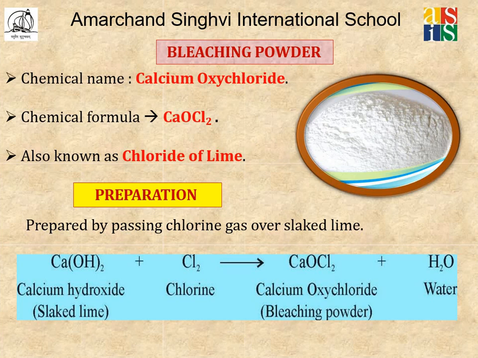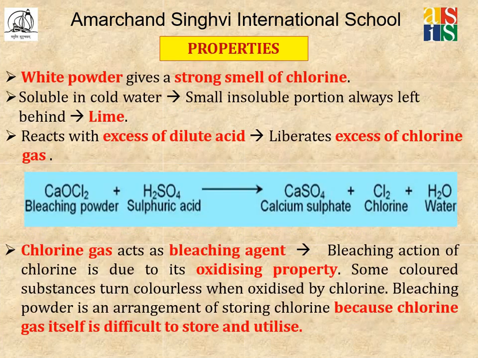Let's now talk about the other chemical, that is bleaching powder. Its chemical name is calcium oxychloride and chemical formula is CaOCl2. It is also known as chloride of lime. Preparation of bleaching powder is done by passing chlorine gas over slaked lime. Slaked lime is also known as calcium hydroxide. So the reaction between slaked lime and chlorine gas produces bleaching powder and water.